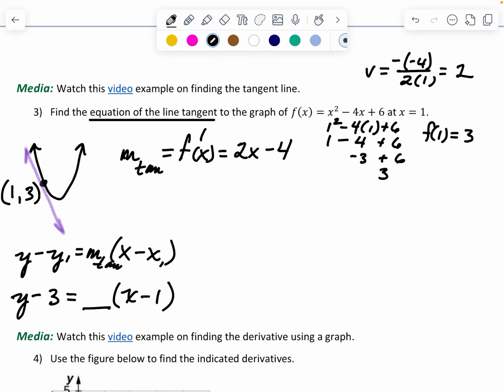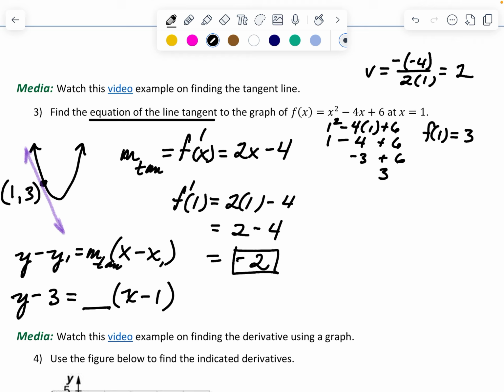Now, that's pretty quick, right? You bring the 2 out front, drop the exponent to 1, and then the derivative of 4x would be 4 times x to the 1 minus 1, which is 0, so it's just going to be x to the 0, which is 1. Okay, so now we want f prime of 1, which is equal to 2 times 1 minus 4. So f prime of 1 is 2 minus 4, which is equal to -2. So now we have the slope.